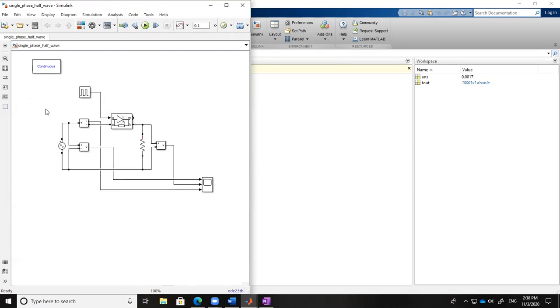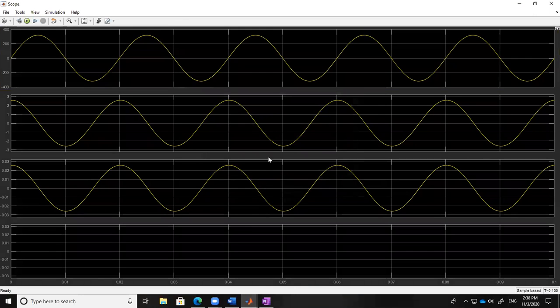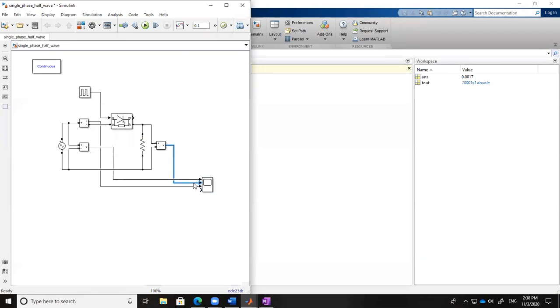I will see the pulse and I will also see the output. Fine. So let us use 4 scopes here. Four scopes, right? The second should be gate pulse, third will be output voltage, and fourth will be output current. And now let us see the output.